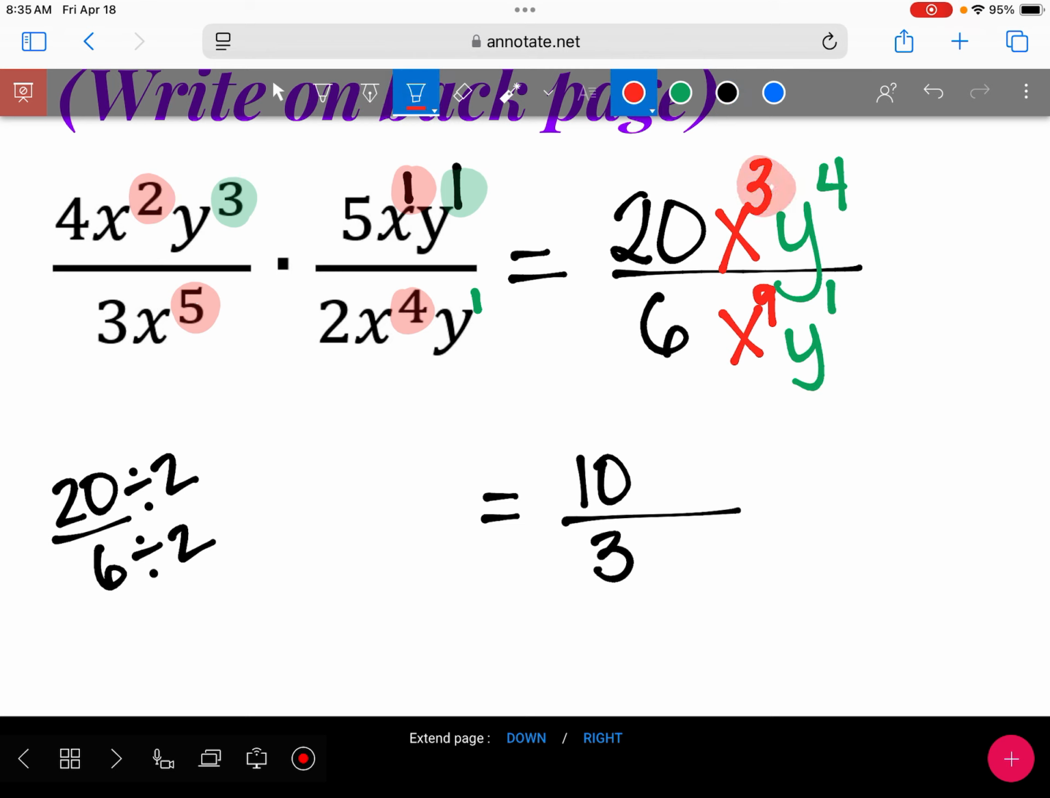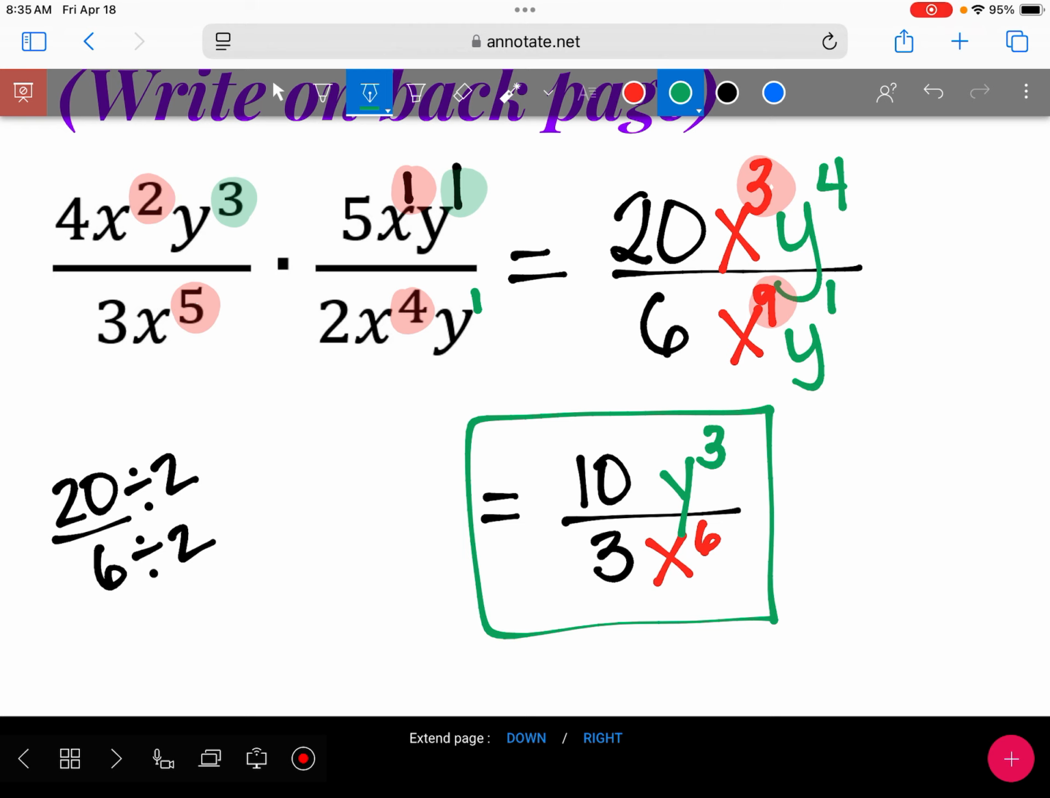I have 3 upstairs and 9 downstairs. When I subtract 9 minus 3, that is 6. Where am I putting that? Up or down? Down, because I have more down. And then with my y's, 4 minus 1 is 3, and that's going to go up. All right, just curious, who had that answer? Okay, that's not bad.